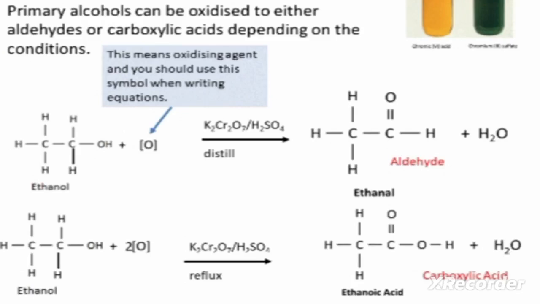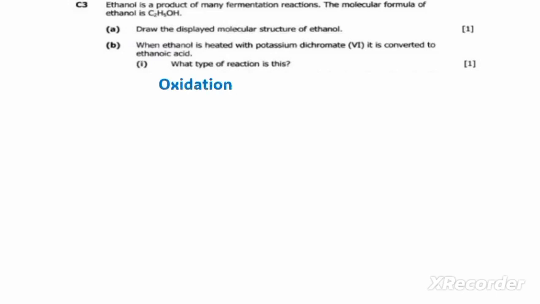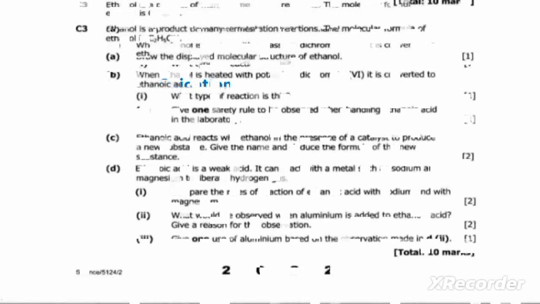Okay, so we have seen that the first reaction has led to production of aldehyde. Then here we have the mechanism, or two steps. So we can see that ethanol is now being converted to carboxylic acid. Therefore, the reaction is oxidation. So the ethanol will be oxidized to produce ethanoic acid.